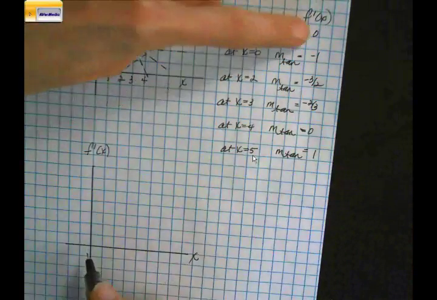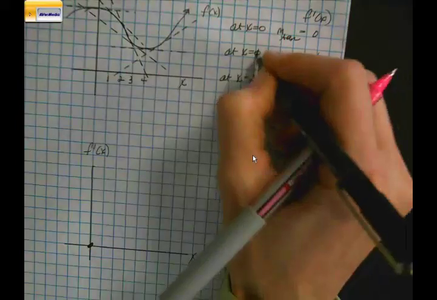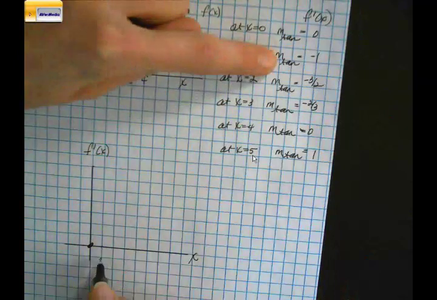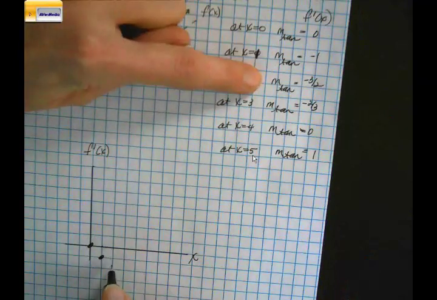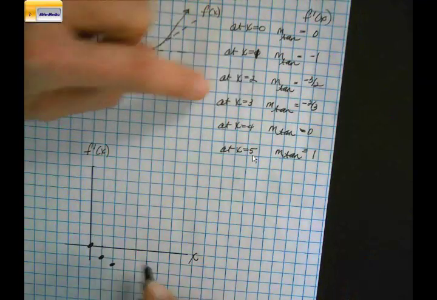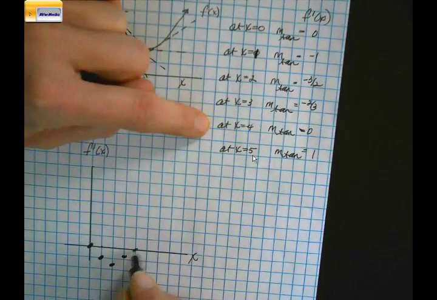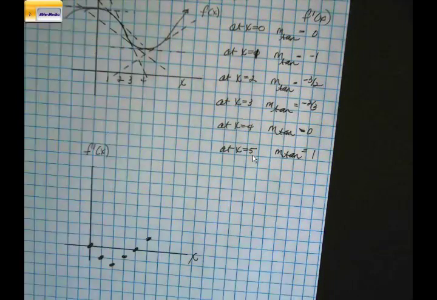When x is 0, y is 0, which is f prime of x. That's supposed to be x is 1. Y'all change that. When x is 1, the slope of the tangent line is negative 1, right here, down 1. When x is 2, the slope of the tangent line is a negative 3/2, a negative 1.5 right here. When x is 3, the slope is a negative 2/3, back up here. When x is 4, the slope is back to 0. And when x is 5, the slope is 1.